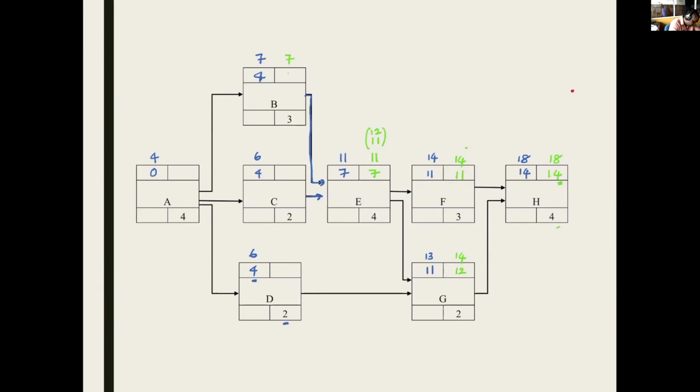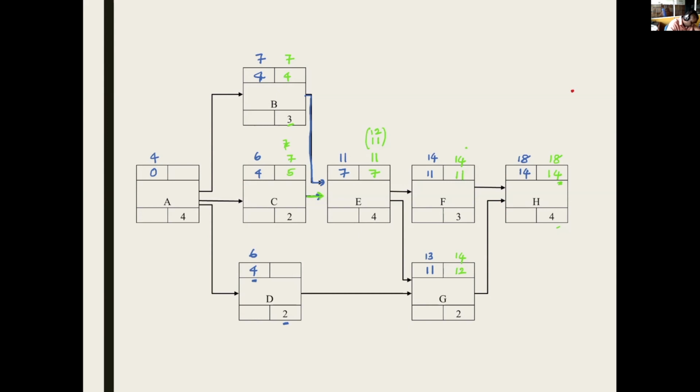7 minus 3 is 4. 3 is the duration; 7 minus 3 is the duration. If you come to C, there are two links. If you come from E, you get 7. Sorry, C, you have only one. 7. 7 minus 2 is 5, because this is on the arrow.